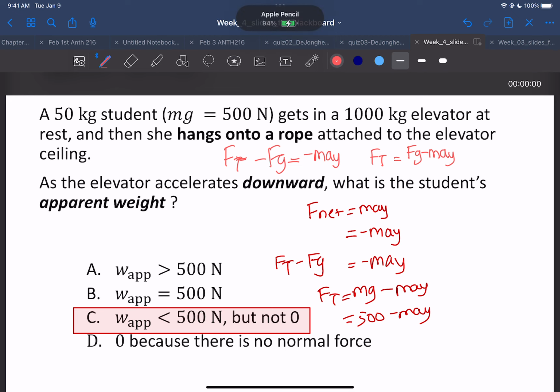The only thing I'm not sure about, I think I might have made a mistake on this slide, is that I wouldn't really define tension as a contact force. But I suppose if the student is in contact with the rope, then that tension force would be representing her apparent weight.